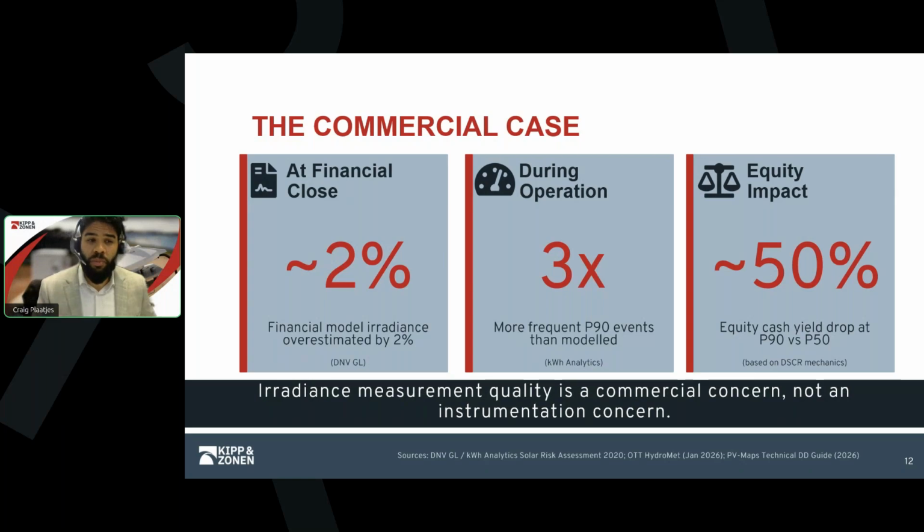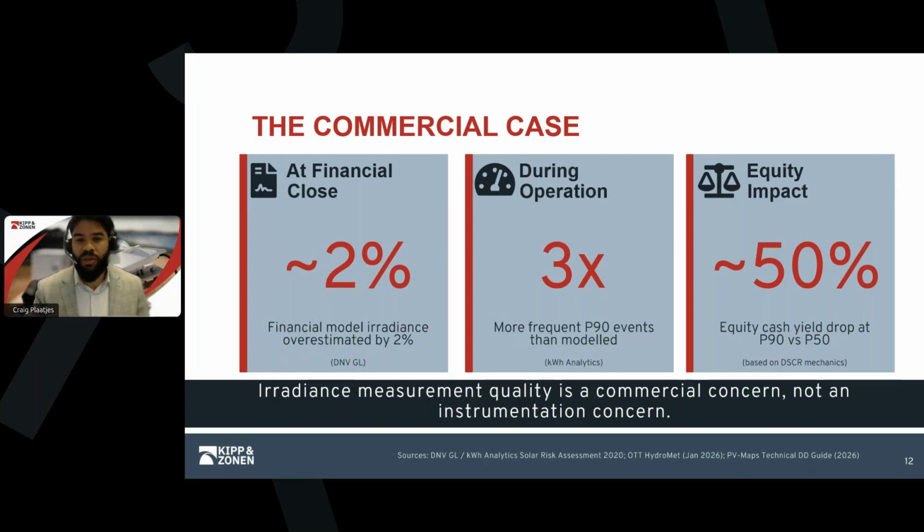In that same report, Kilowatt Hour Analytics added a further dimension. Their analysis found that P90 production events, which by definition should occur once every 10 years, were actually occurring roughly once every 3 years. That tells us that the P90 baseline itself was being set too optimistically, compounding the overestimation problem. They went on further to conclude that when a project delivers at its true P90 rather than its modeled P50, equity cash yield would fall by approximately 50%.